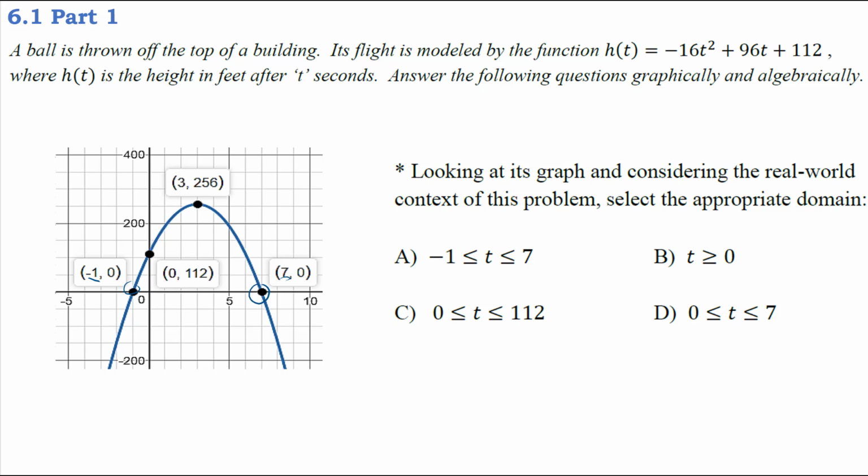However, for the actual real world context, we can't have a negative value for time. So for this problem, the value you want to use where you start for your time is 0. You can't have negative time. You can't go back in time. Because this is a real-world problem, you're always going to start at 0. So we're going to go from 0 to 7. So 0 less than or equal to t less than or equal to 7.